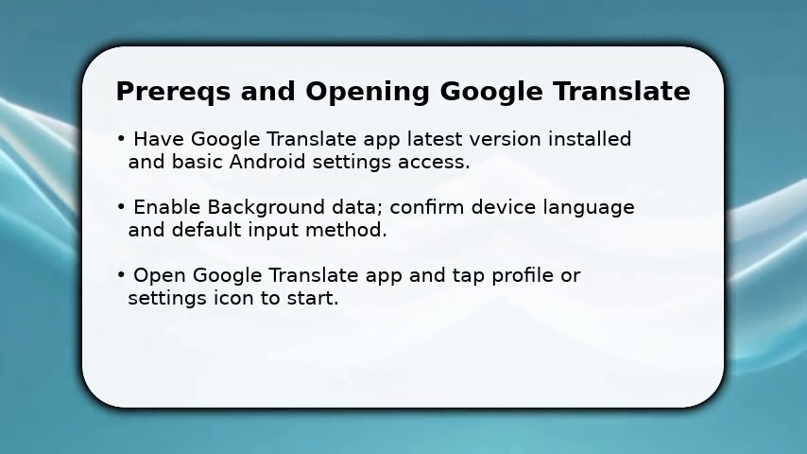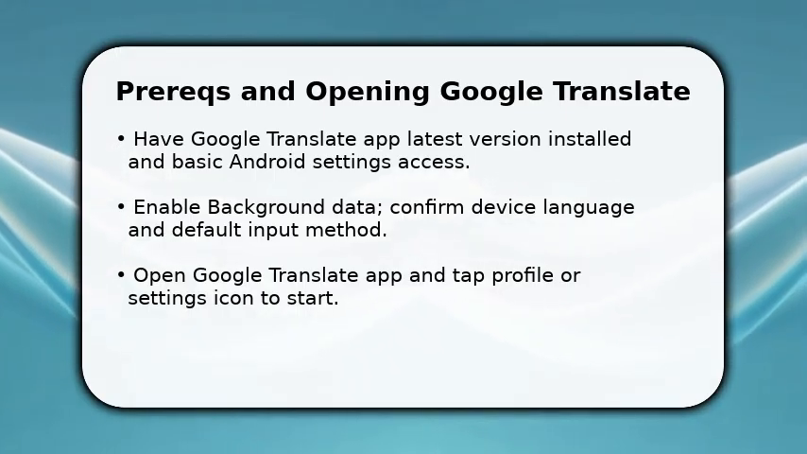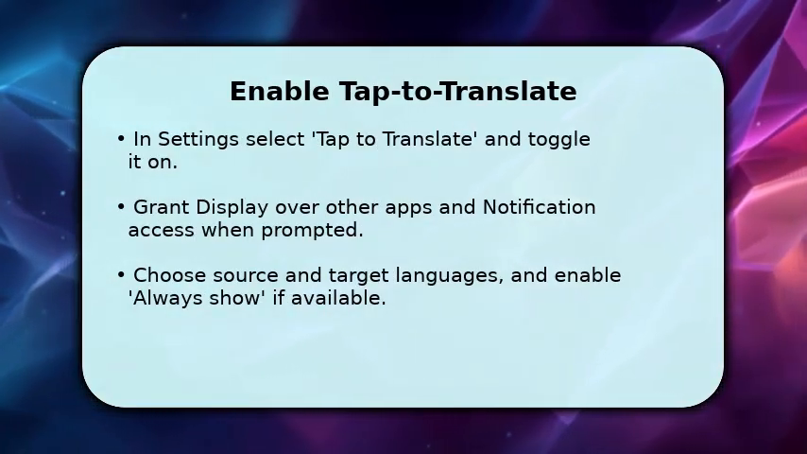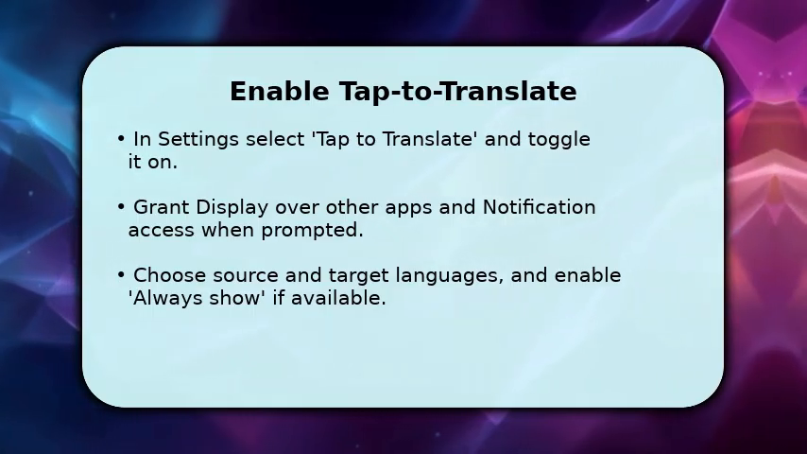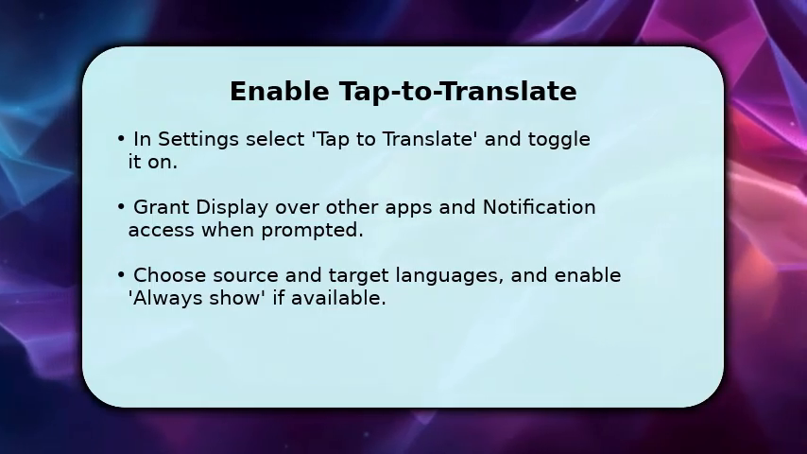Access settings inside the app so you can enable the specific Tap to Translate feature without detours. Next, tap Settings, then select Tap to Translate and toggle it on. You're enabling the core feature. When the system prompts, grant display over other apps permission and notification access so the floating bubble can appear.